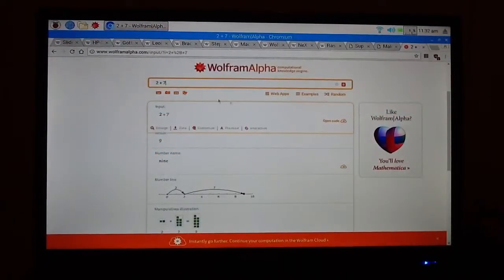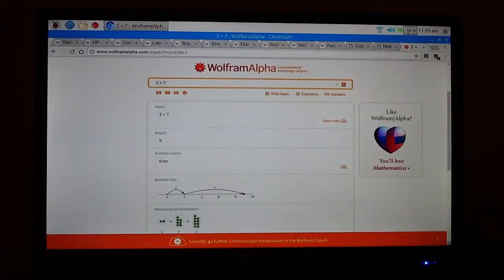Okay, I typed in 2 plus 7 to see what the answer would be, and it came back and told me that the answer is 9. And it spelled it out for me, the word nine. It also came down and gave me a little graph. It said you take 2, you add 7 to it, and you get 9. So if you're teaching young children, Wolfram Alpha can be quite handy for that.